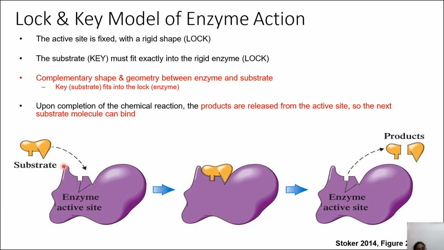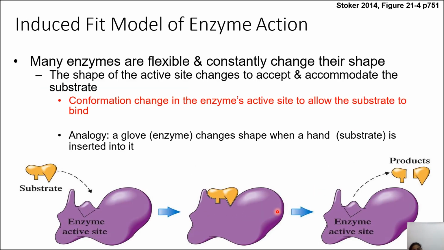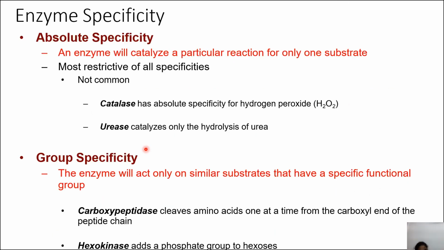So complementary shape and geometry between enzyme and substrate, the key fits into the lock. Now upon completion of the chemical reaction, the products are released from the active site, so the next substrate molecule can bind. Whereas in the induced fit model of enzyme reaction, many enzymes are flexible and constantly change their shape. The shape of the active site changes to accept and accommodate the substrate. So the conformation changes in the enzyme's active site to allow the substrate to bind. The analogy: a glove or an enzyme changes shape when a hand is inserted into it.